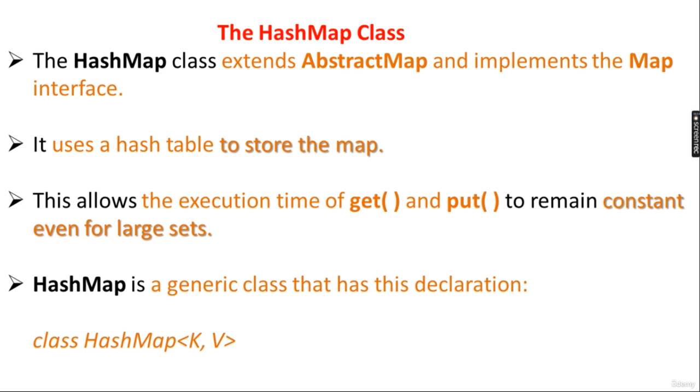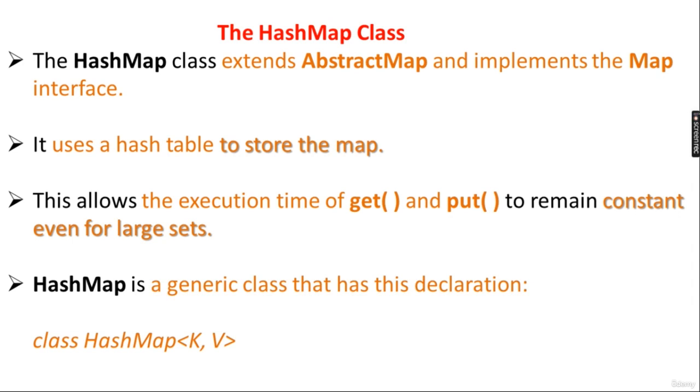HashMap class extends AbstractMap and implements the Map interface. It uses a hash table to store the map. This allows the execution time of get and put to remain constant even for large sets. What is the advantage of a hash table? The execution time of getting data from and putting data into a HashMap stays constant even for large sets.